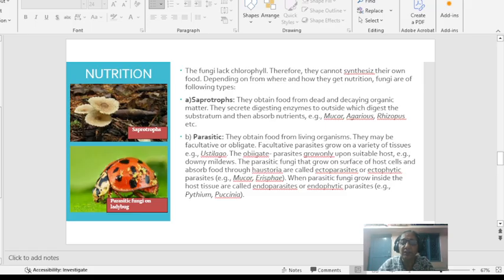In the parasitic forms, food is obtained from the living organism. They may be facultative or obligate. Facultative parasites grow on a variety of tissues, like Ustilago. The obligate parasites grow only on suitable hosts. Downy mildews are an example. The parasitic fungi that grow on the surface of the host cell and absorb food through haustoria are called ectoparasites or ectophytic parasites, like Erysiphe. When parasitic fungi grow inside the host tissue, they are called endoparasites or endophytic parasites, like Pythium and Puccinia.